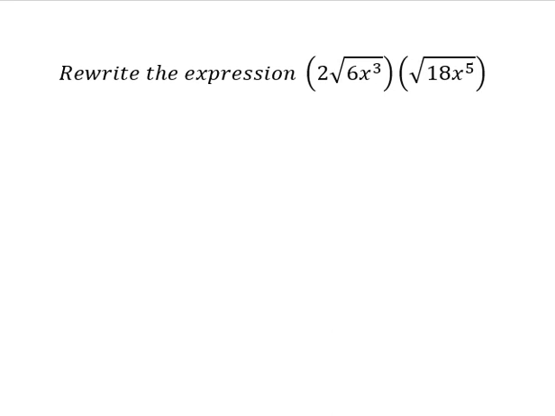Hello everybody. So today I want to talk about algebra, the topic that is about the square root. So now I want to show you how to answer.